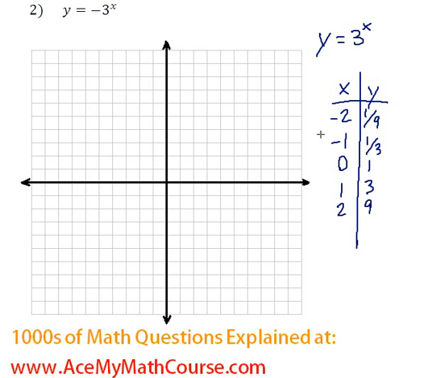So x is negative 2, y is 1 over 9. So that's just the point. Pretty close to 0 here, the 1 over 9. Negative 1 and 1/3. 0 and 1. 1 and 3. 2 and 9. So it's a pretty steep line. It goes up very quickly.